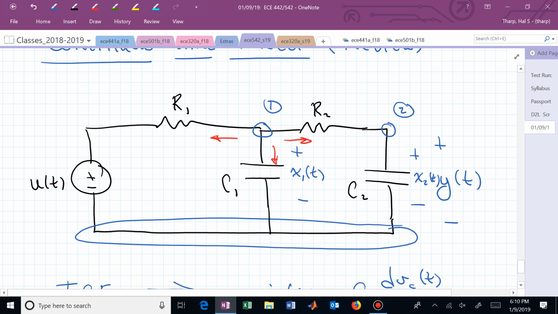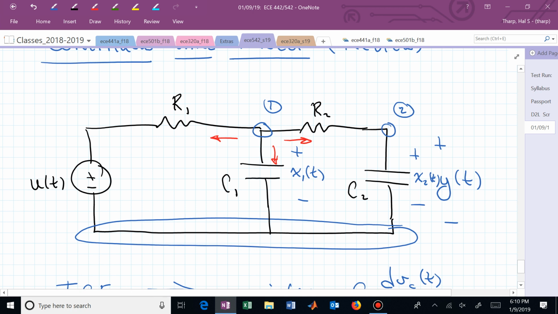What's the current flowing out of node 1 horizontally in this way that I've drawn it to the left? So now I want a positive current going as I've defined it or as I've labeled it. How do I write the equation that describes that current going from right to left in the top branch, in the horizontal R1? R1 times the difference in voltage, so R1 times x1 of t minus u of t.